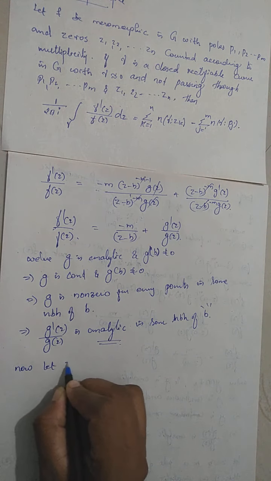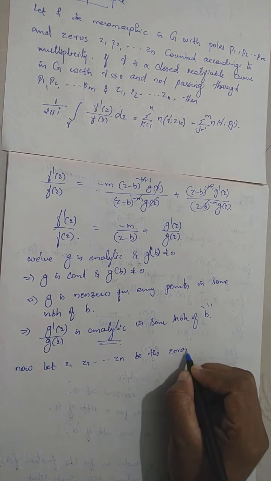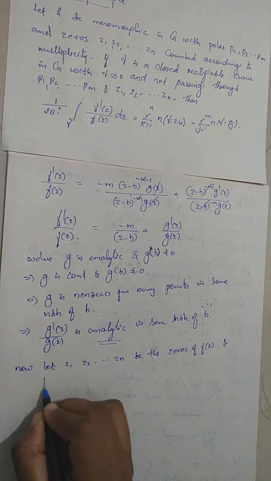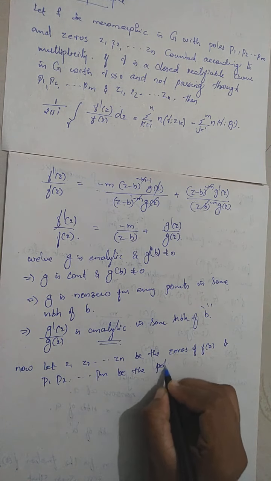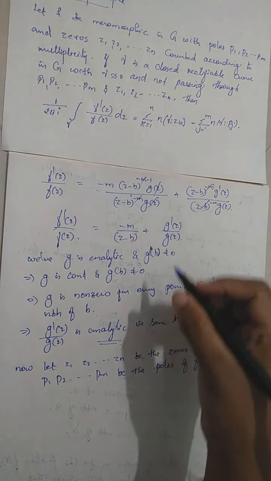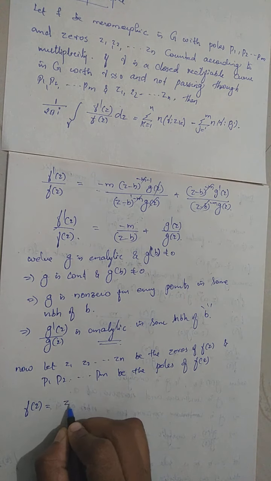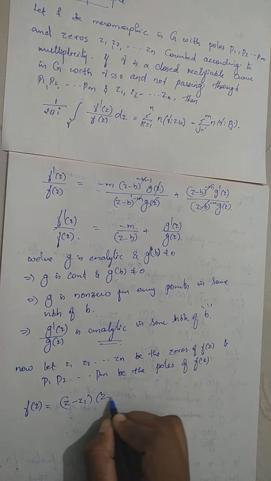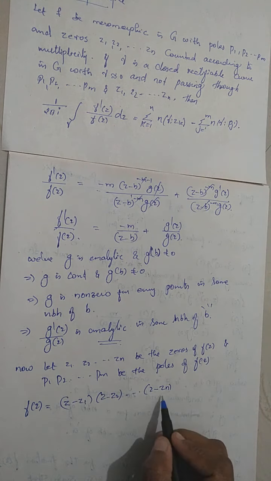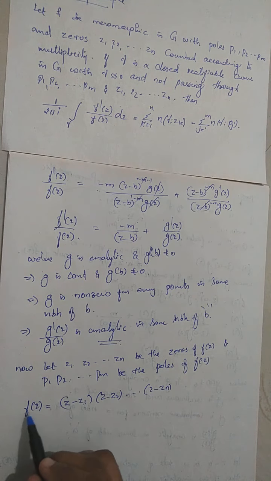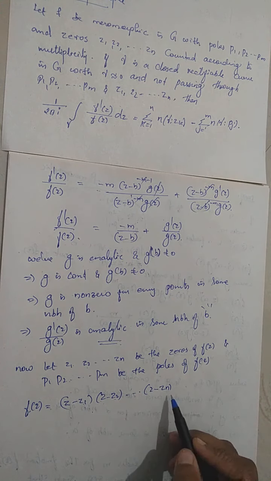Now let z1, z2 etc., zn be the zeros of f z, and p1, p2 etc., pm be the poles of f z. Then by these two statements, f z can be written as z minus z1, z minus z2 etc., z minus zn, because these are the zeros, they are the factors, right? z1 is a zero means z minus z1 is a factor, z2 is a zero means z minus z2 is a factor, so they can be considered as a product of these factors.